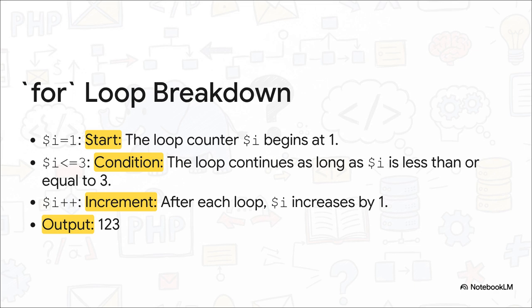Part 1, $i equals 1, is the setup. We create a counter variable, $i, and start it at 1. Part 2, $i is less than or equal to 3, is the condition. This tells the loop, keep running as long as $i is less than or equal to 3. Part 3, $i++ is what happens after each loop. It just means add 1 to $i. So it runs once, $i is 1, it prints 1. It runs again, $i is 2, it prints 2. It runs a third time, $i is 3, it prints 3. Now $i becomes 4, the condition $i is less than or equal to 3 is false, and the loop stops. The final output is just 1, 2, 3.